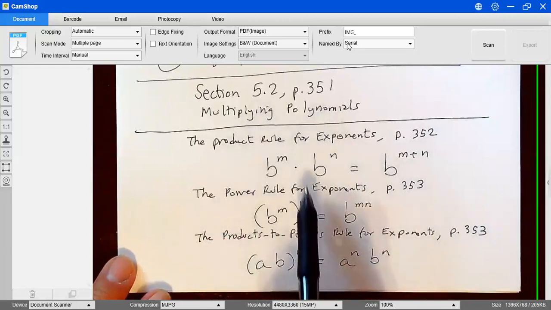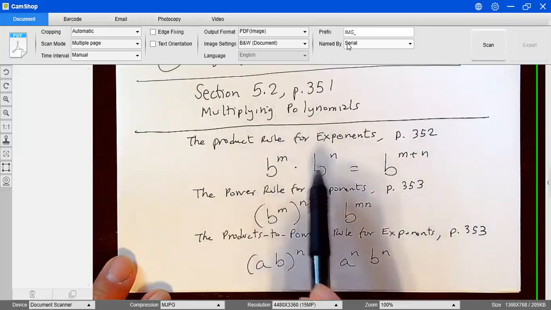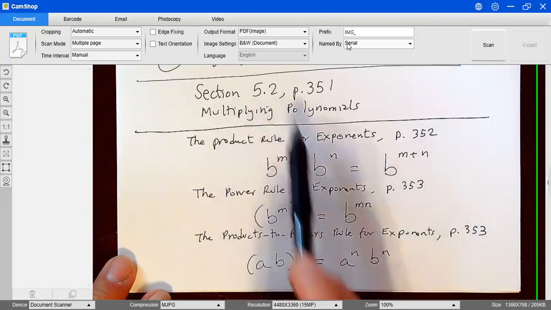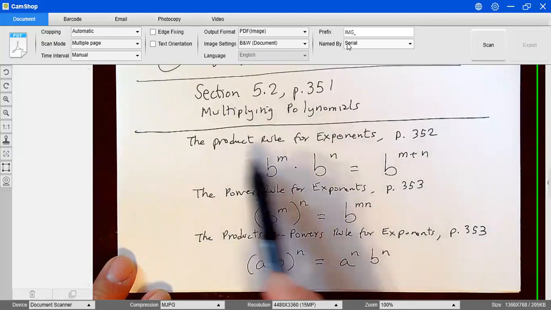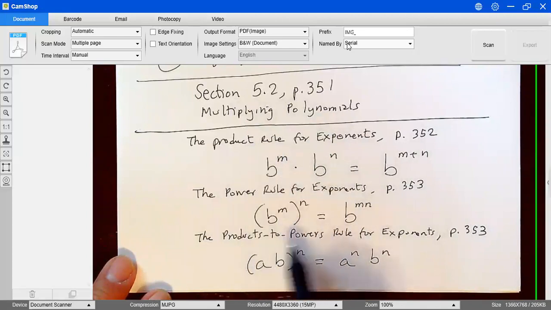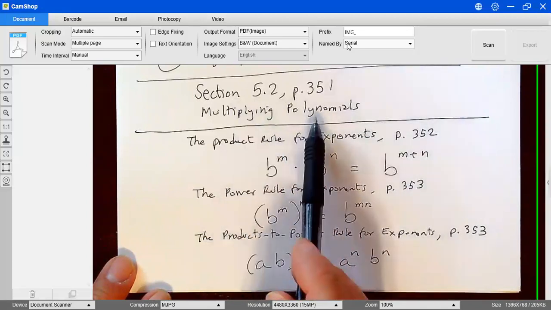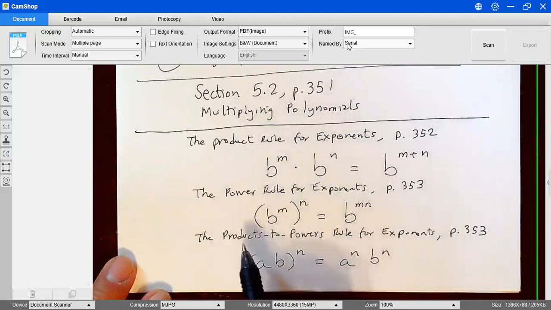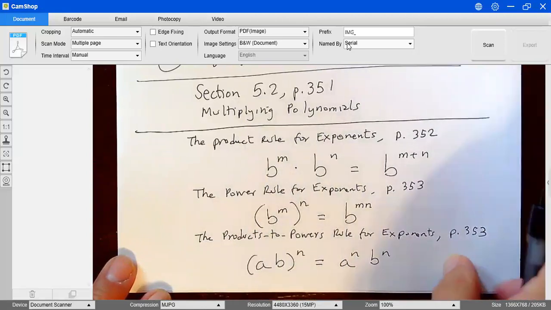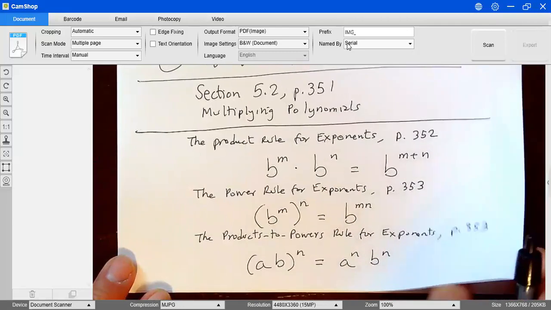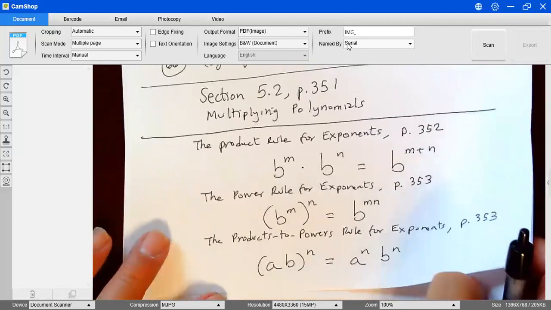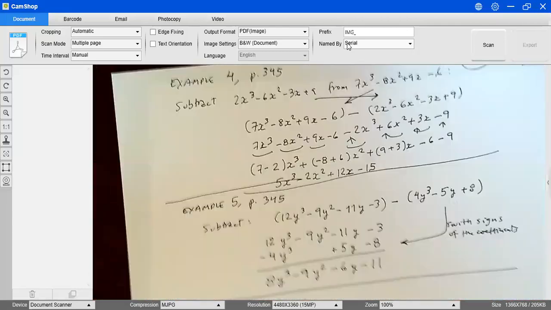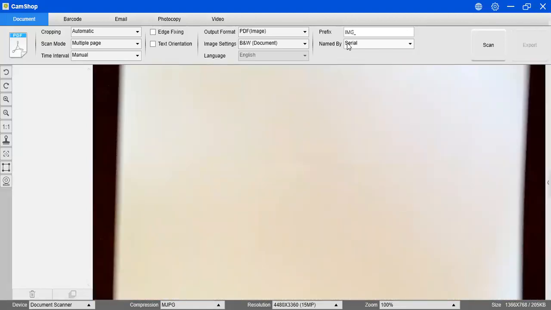So this first part of this section is about the rules that we're going to use later to multiply polynomials. We're going to start first applying the rules, and then we're going to be able to multiply polynomials. So let's start with the first example from this section.